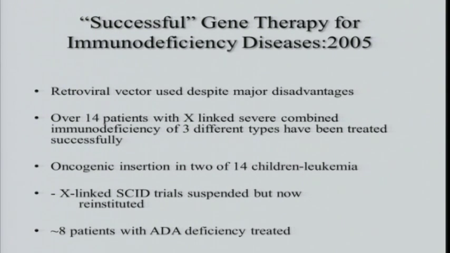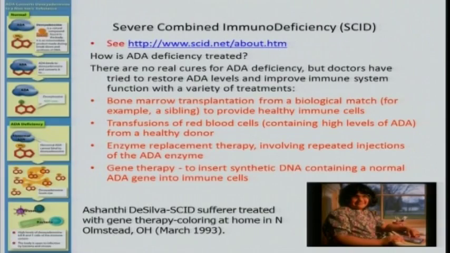And I think I put this in parentheses, successful gene therapy in immune deficiency diseases, which we heard about in 2005 for X-linked SCID. And then we know that there was that oncogenic insertion in 2 children who then went on to develop leukemia, and that put a huge halt to the progress of gene therapy trials. But now we're coming back full circle and new trials are underway.